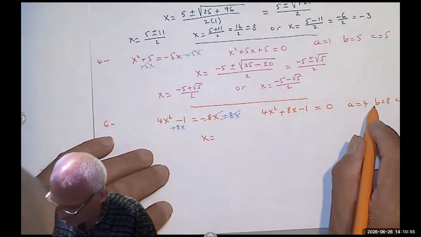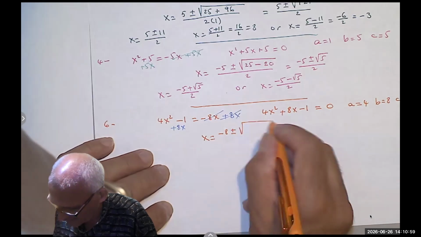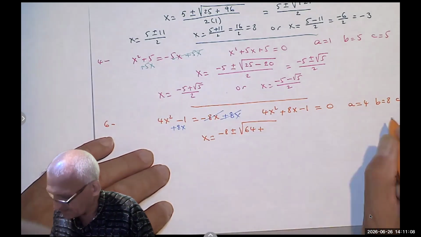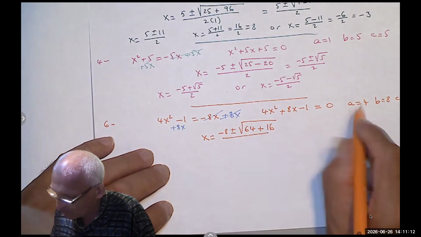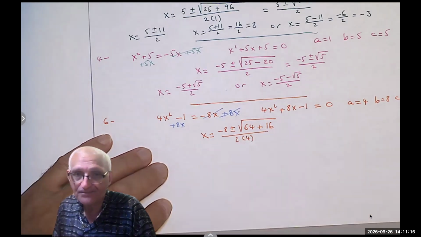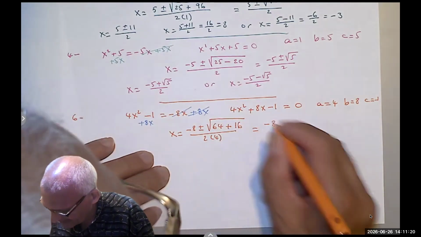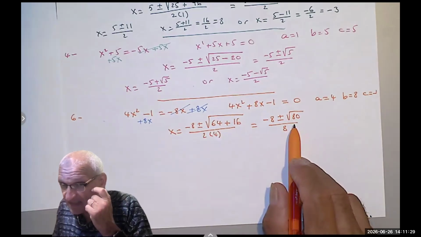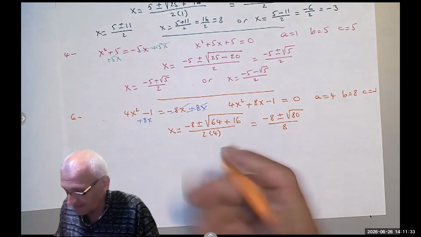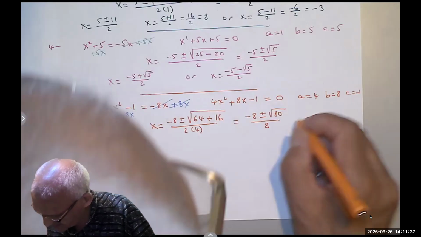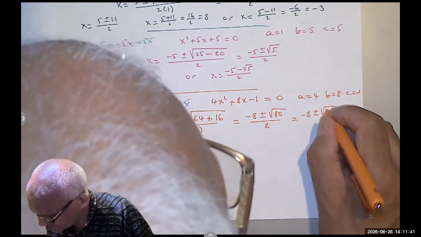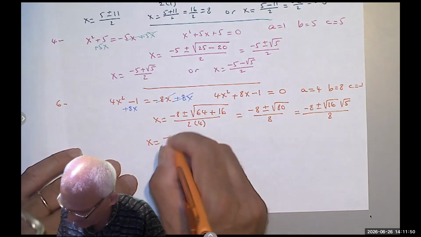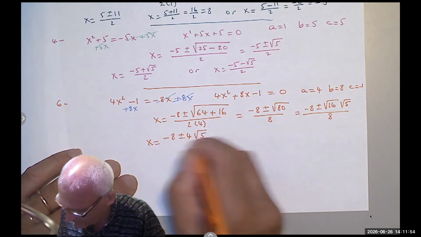And x would be negative b, which is -8, plus or minus the square root of -8 squared is positive 64, minus 4 times 4 is 16, times -1, so plus positive 16, over twice a, 2 times 4, not 2. Okay, so this becomes -8 plus or minus the square root of 80 over 8. 80 is what square? 16 times 5. We just did 16 and 16 times 4. So really, this can be written as -8 plus or minus the square root of 16 times the square root of 5 over 8. The square root of 16 is 4. So x becomes -8 plus or minus 4 root 5 over 8.